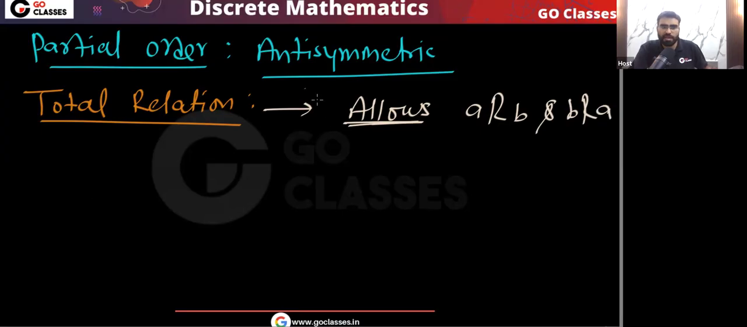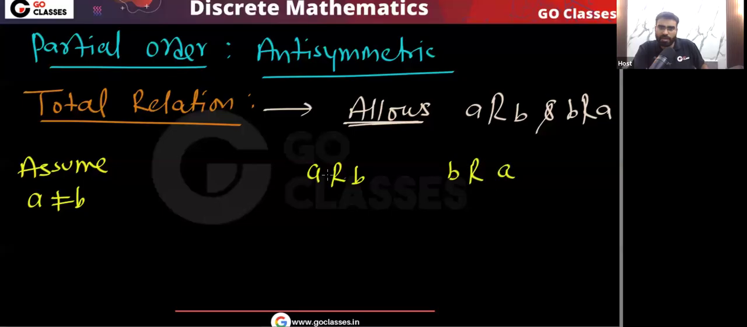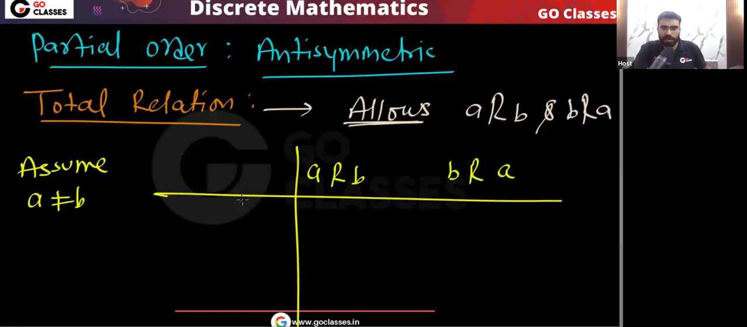Now you notice one thing. If a relation has both these properties, then what will happen? Assume A is not equal to B. Now you tell me, A related to B, B related to A. You tell me what the partial order will allow and what the total order will allow. If both of them happen, it will be allowed in partial order, it will be allowed in total. In total, what will be allowed? In partial order, what will be allowed? Let me know.